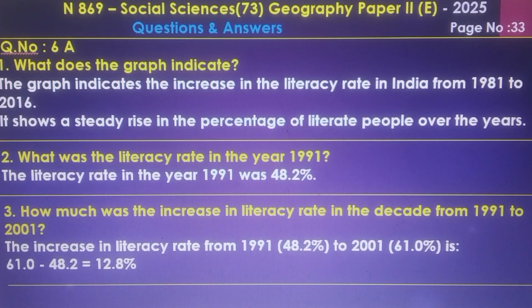The first question, what does the graph indicate? The graph indicates an increase in literacy rate in India from 1981 to 2016. It shows a steady rise in the percentage of literate people over the years. The second question, what was the literacy rate in the year 1991? The literacy rate in 1991 was 48.2 percent. The third question, how much was the increase in literacy rate in the decade from 1991 to 2001? The increase in literacy rate from 48.2% in 1991 to 61.0% in 2001 is 61.0 minus 48.2, equal to 12.8 percent.